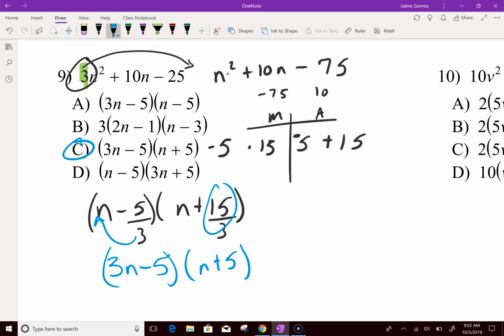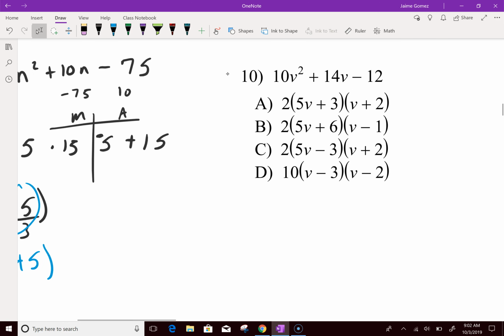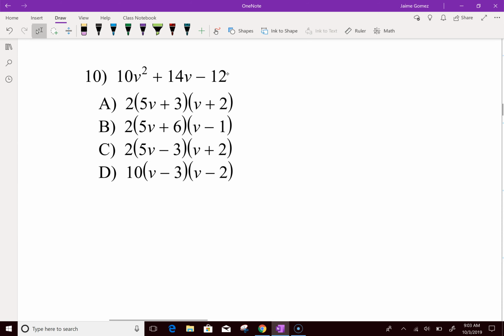On your test, where is it? Number 9 is 2n squared plus 9n minus 5. And number 10 on your test is 5n squared plus 8n minus 4. So number 10 again is 5n squared plus 8n minus 4. Right, so number 10. How do you do number 10?